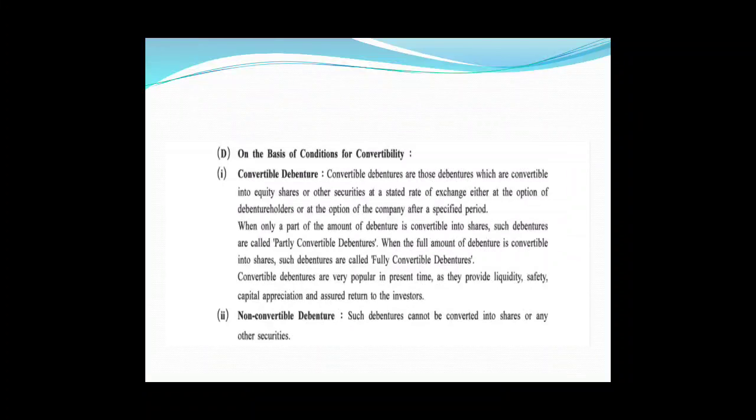So friends, this was all about types of debentures on four basis points: security viewpoint, negotiability viewpoint, redemption viewpoint and convertibility viewpoint. In the next lecture we will be learning about the procedure for issue of debentures.